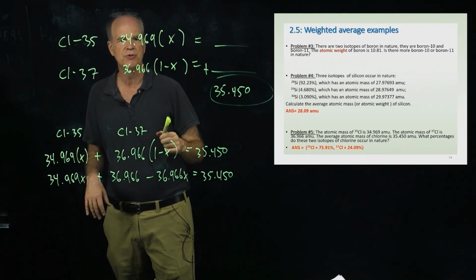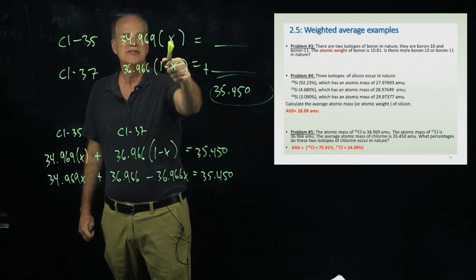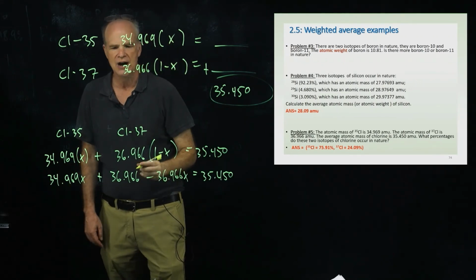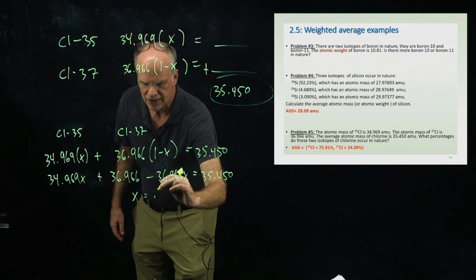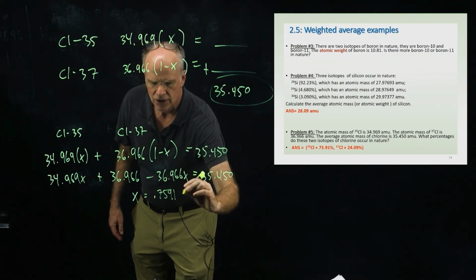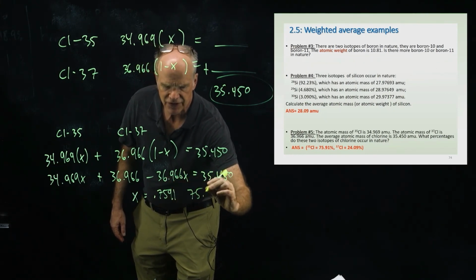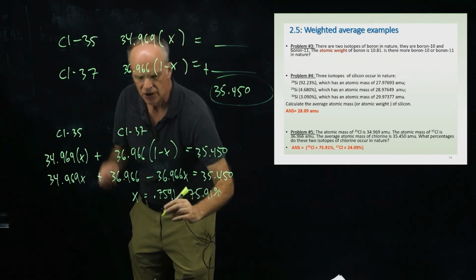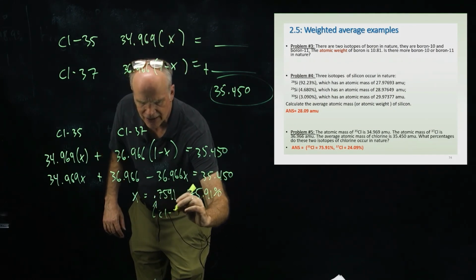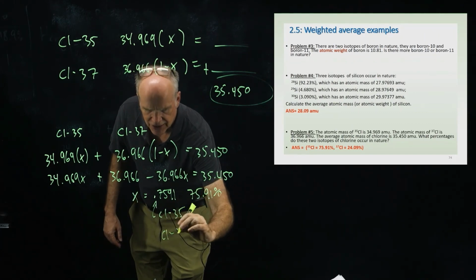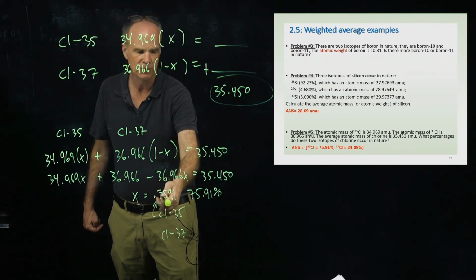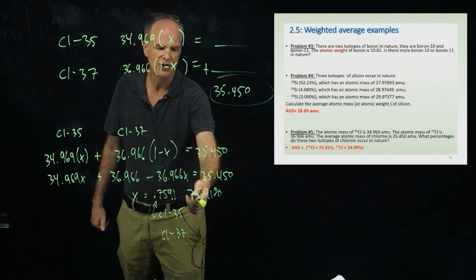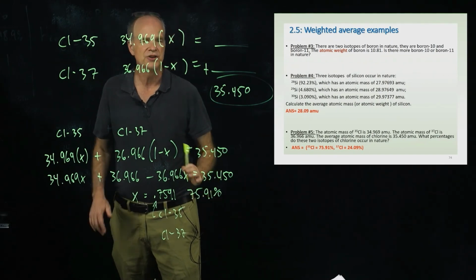Now let's remind ourselves what X is. It is the decimal equivalent for the relative abundance for chlorine 35. So I would hope that the X you would get for that is going to be 0.7591, which you convert to percent, which would be 75.91%. And so that would be for chlorine 35. So chlorine 37 would be just 1 minus this number for the decimal, and then 100 minus this number for the percentage for chlorine 37. And so you can work that on your own.